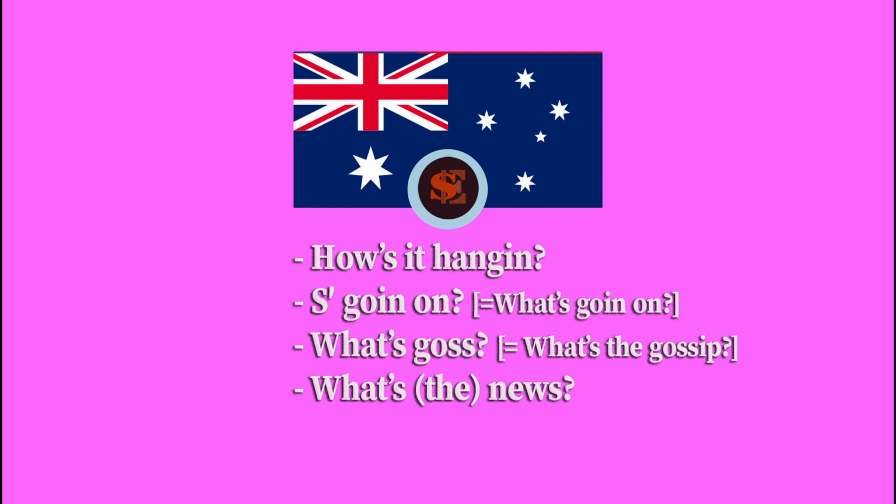Aussies contract the question "what's going on" to "what's going on." Your Australian friend might ask you about the latest happenings in your life by the question, "what's news?" Or about your surroundings by the question, "what's goss?" The short form of "what's the gossip?" In other words, "what's goss" is more about the rumors you might have heard about another person or something about your community. But "what's news" is more about the facts in your life.